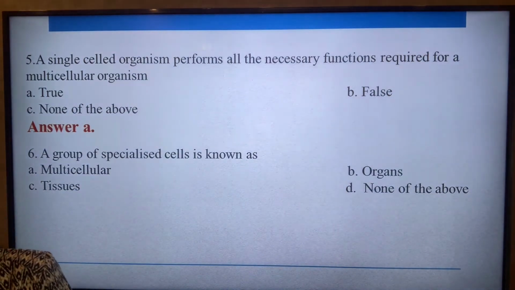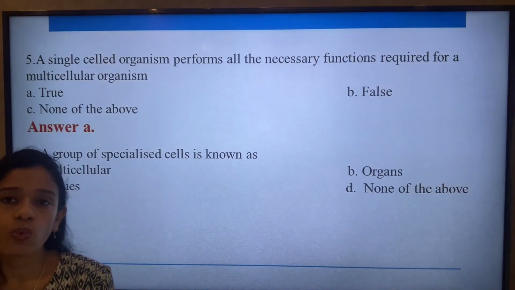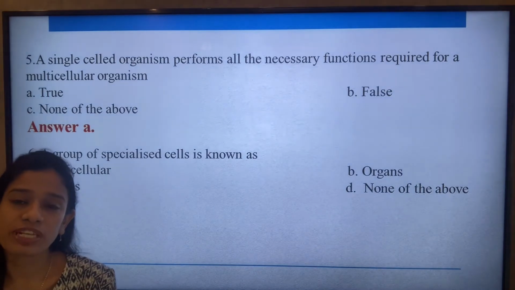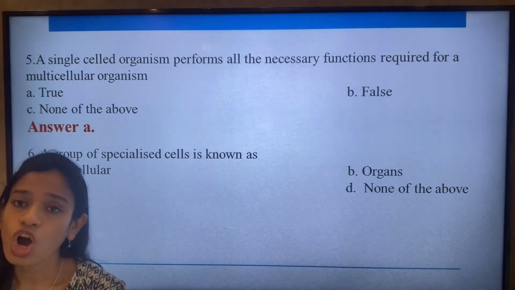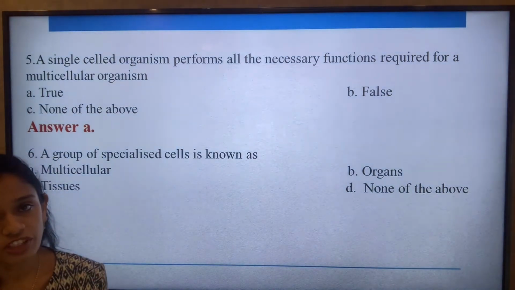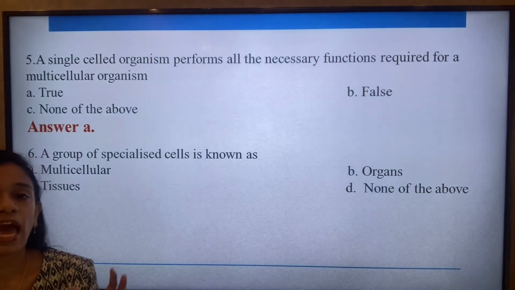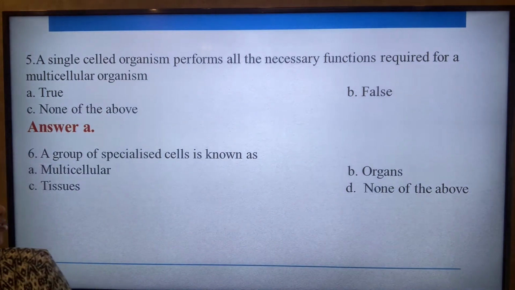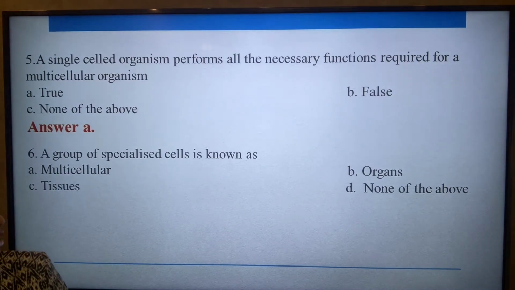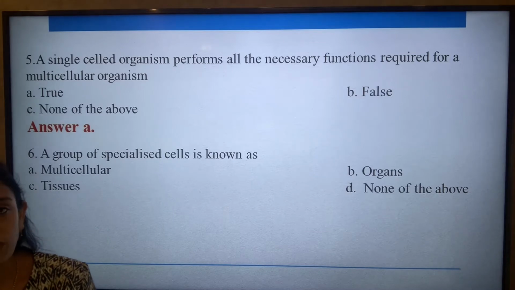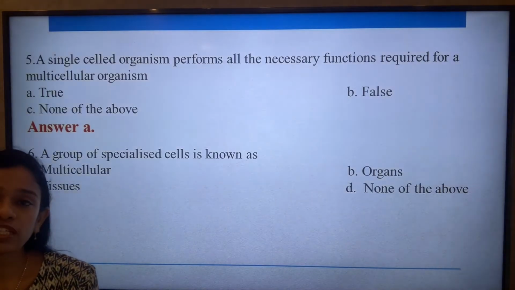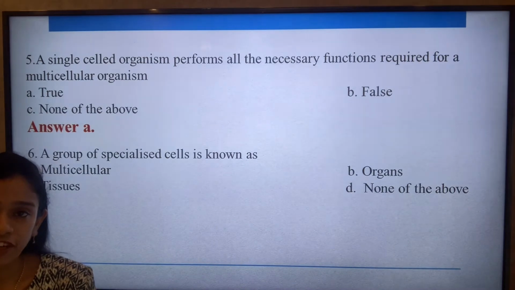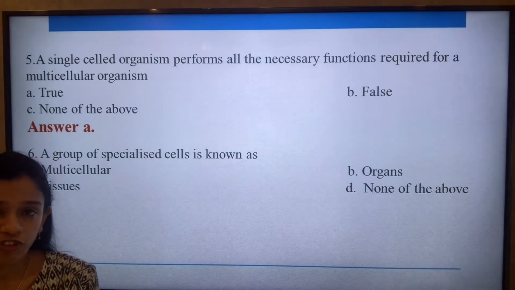A group of specialized cells is known as what? Cells which are specialized in some particular structure or function are a specialized group of cells, and these cells come together and form organs, tissues, or none of the above. So the correct answer is that they form the tissues. Cells of similar type or similar function come together and form the tissues.